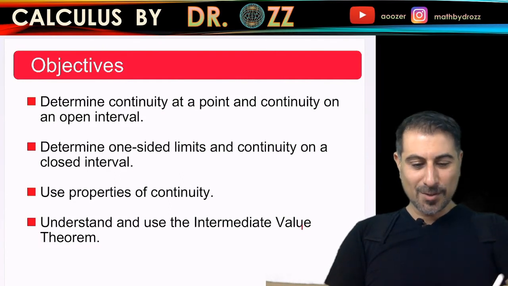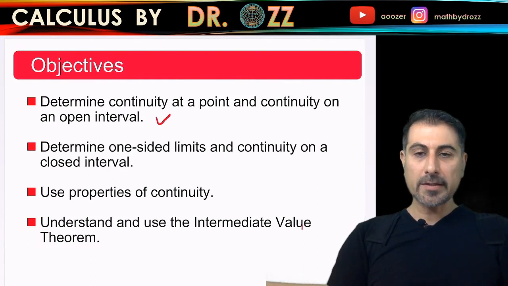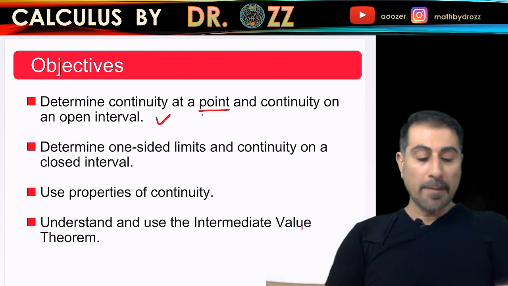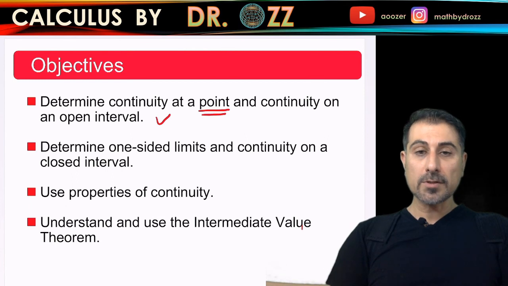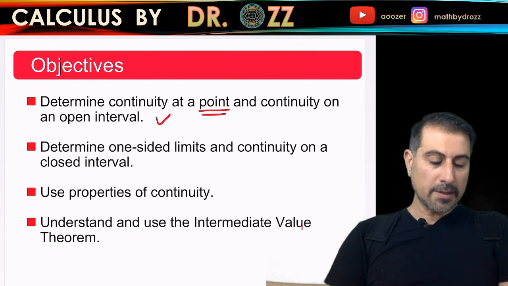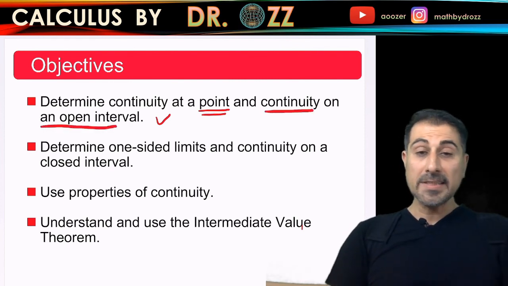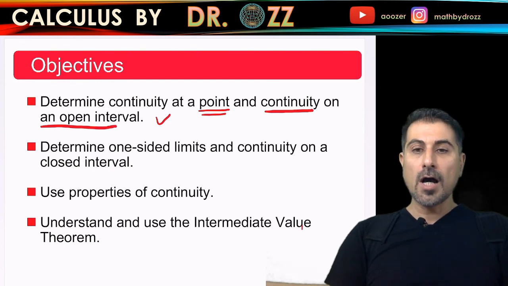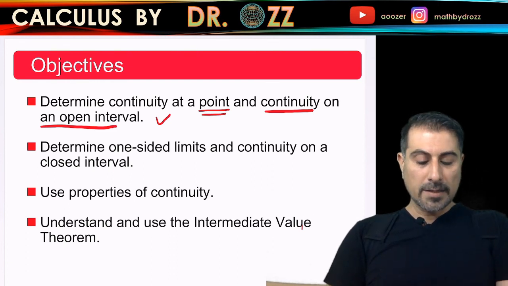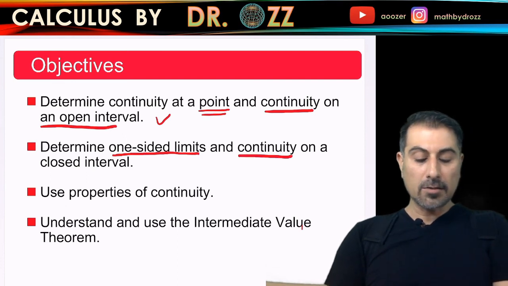All right, this is all I'm going to say about this course learning objective, where we first determined the continuity at a point by understanding how continuity works. In fact, it's checking all three conditions I mentioned earlier. And we expanded that concept to continuity on an open interval. Next, in the next video, you will see the definitions of one-sided limits and continuity on a closed interval.